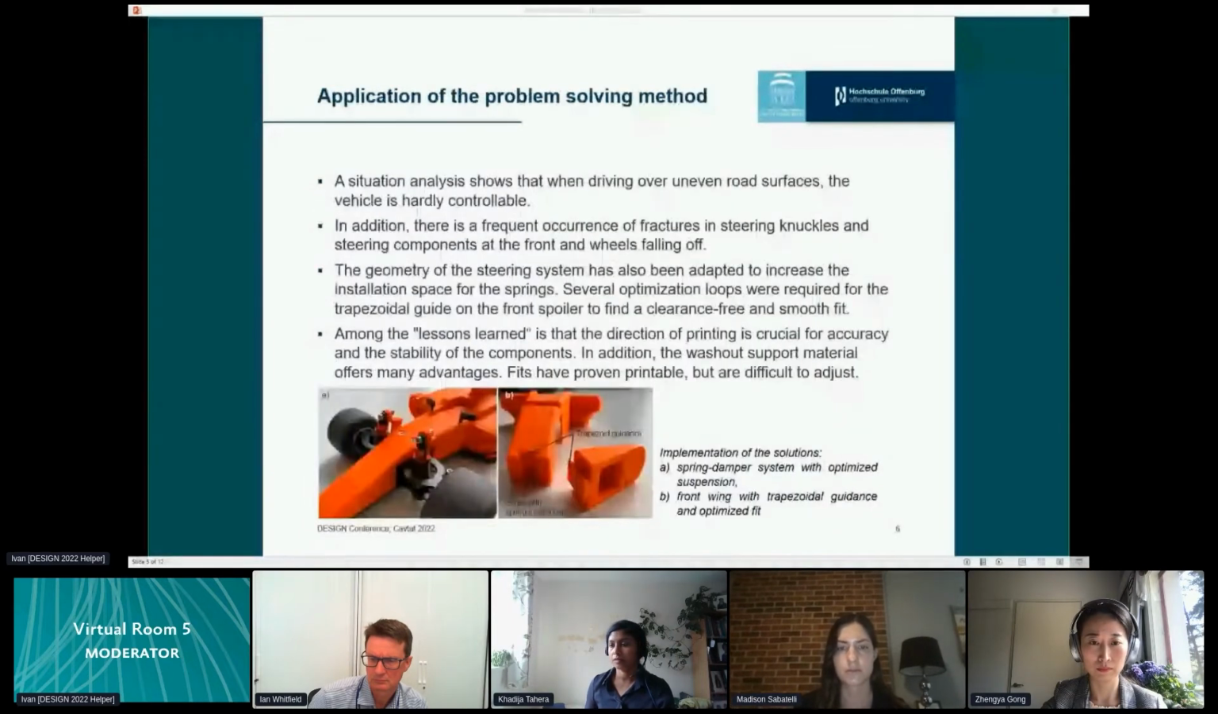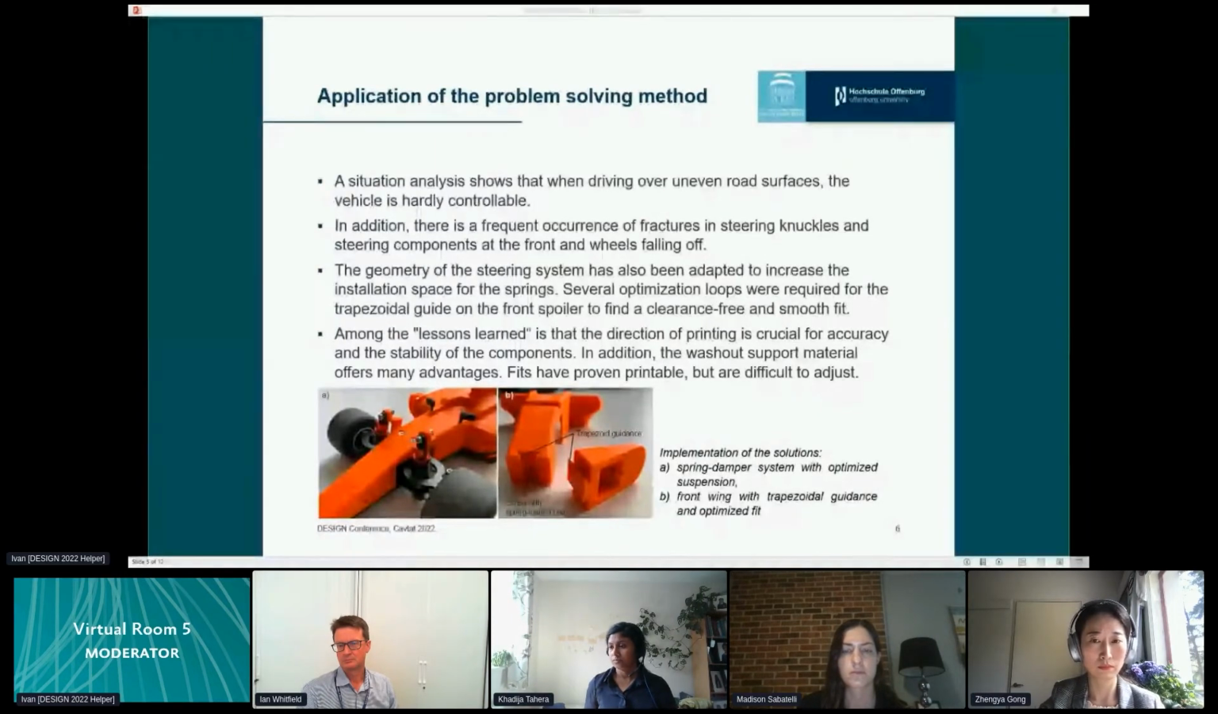The situation analyses show that when driving over uneven road surfaces, the vehicle is hardly controllable. In addition, there's a frequent occurrence of fractures in steering knuckles and steering components at the front, and wheels are falling off. The geometry of the steering system has to be adapted to increase the installation space for the springs. Several optimizations were required for the guide on the front spoiler to find a clearance-free and smooth fit.